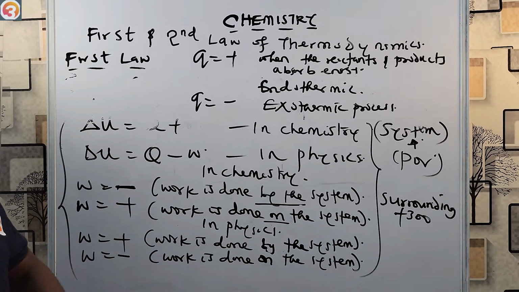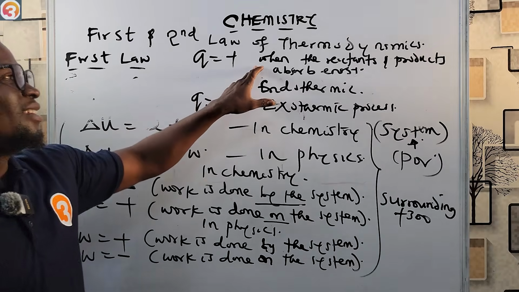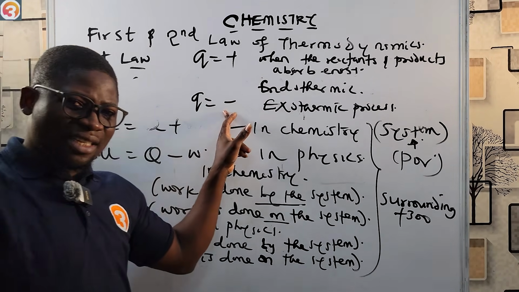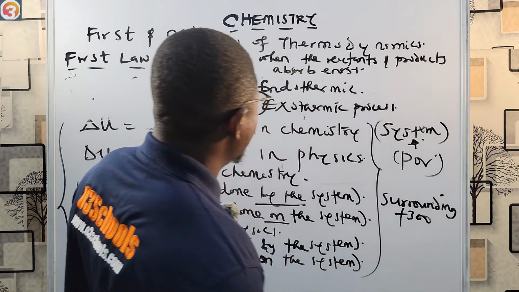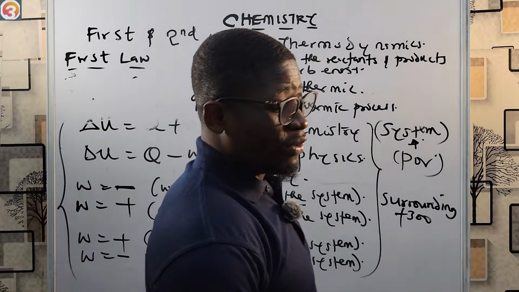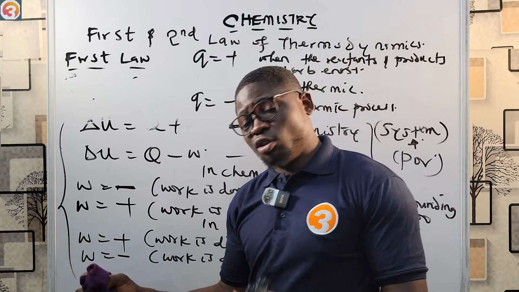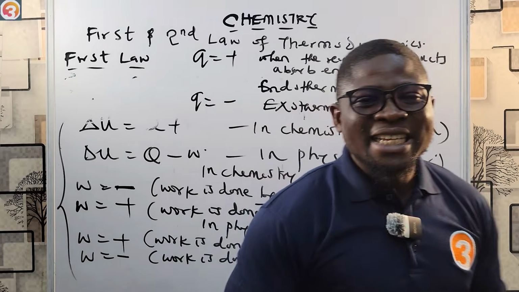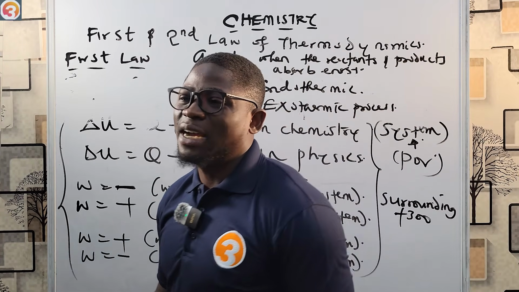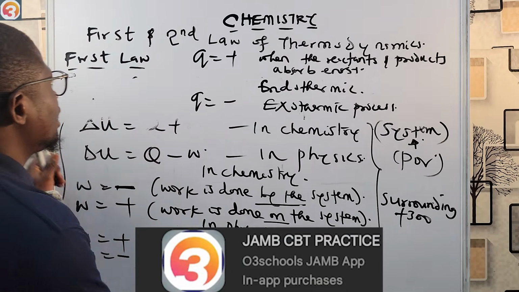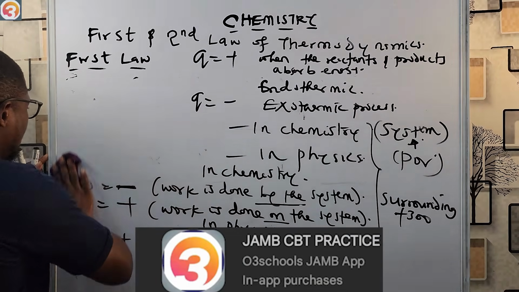So we use positive for Q when the reactant and product absorb energy, and negative for Q when the reactant and product release energy to the surroundings. All right, so that's all about the first law of thermodynamics. We have seen all there is about the first law, so you should be able to explain it: energy cannot be created or destroyed, but can be transferred or transformed from one form to the other. So now we quickly jump into the second law.